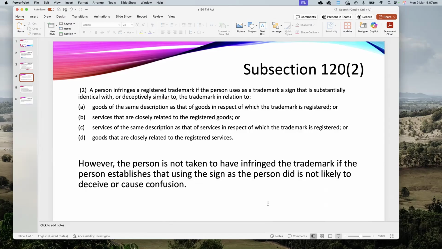But if they're using it in a situation that is not likely to deceive or cause confusion, then it's fine. So this, in a sort of problem question scenario, gives a person, might be your potential client, might not be, another ground for arguing that they have not infringed the trademark because they have not caused confusion. So that is how subsection 2 is different to subsection 1 in substance, right? This is why we have a differentiation between the two.